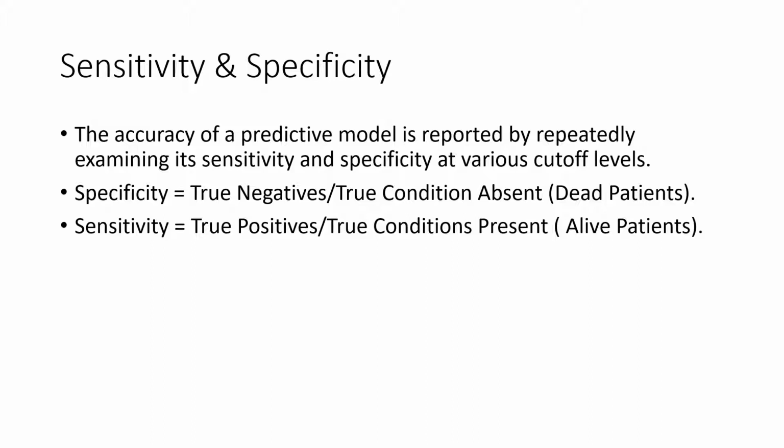So the accuracy of a predictive model is reported by repeatedly examining these two things, sensitivity and specificity, at various cutoff levels. Specificity is calculated as our true negatives divided by the true condition absent, which is our dead patients in this case. And sensitivity is calculated as our true positives divided by the true condition present, which is our alive patients in this instance.